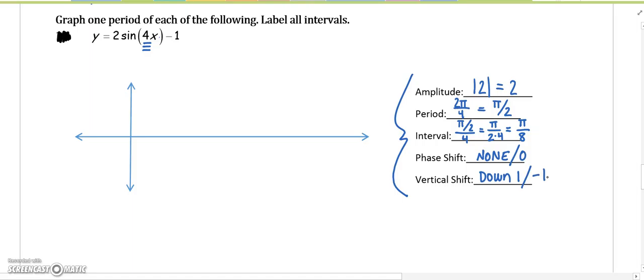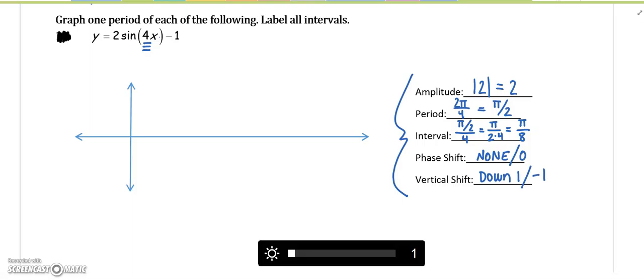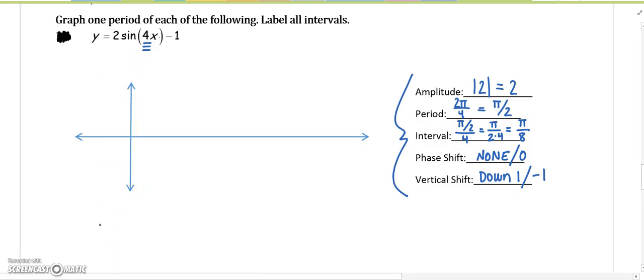Alright, now let's take that information and do something with it. Okay, I like to start with my y-axis. I like to label that first. So I start with my midline. Remember, vertical shift, that is your midline. So if my midline's at -1, I'm going to draw a new midline at -1.